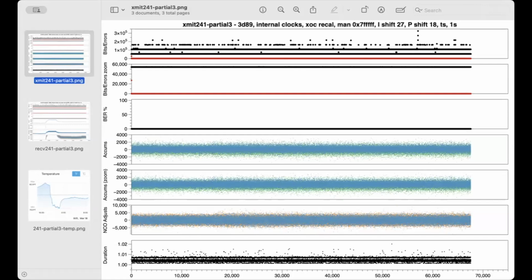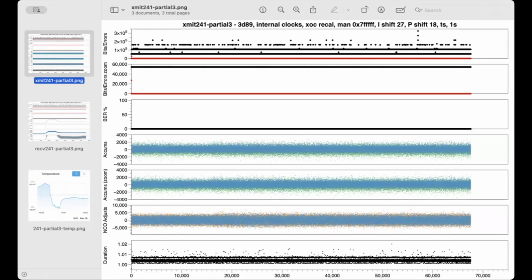Okay, this is the graph that represents the transmit side. It's RF loopback. All clocks are the same because it's the same reference oscillator for both transmit and receive within the same Pluto. And let me just run through these individual graphs pretty quickly.